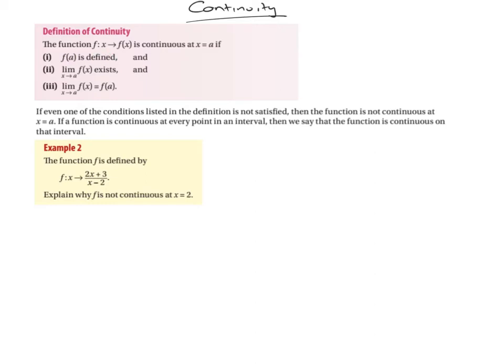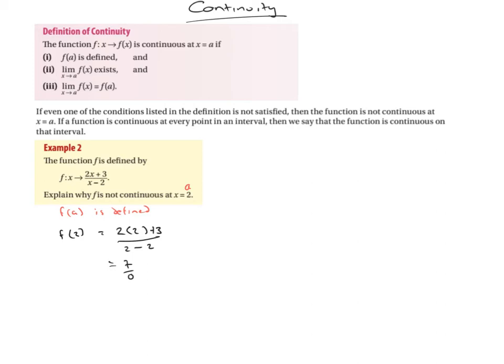So the first one is f(a) is defined. What we're doing here, x is equal to a, so that there is my a. We're trying to work out if f(a) is defined. Okay, so let's have a look. That means we're going to put 2 through, so we're working out f(2). If we put f(2) in, that's going to equal (2 × 2 + 3)/(2 - 2), and if we work that out, we get 7 over 0. And if we have a division by 0, that means that it's not defined at x = 2.